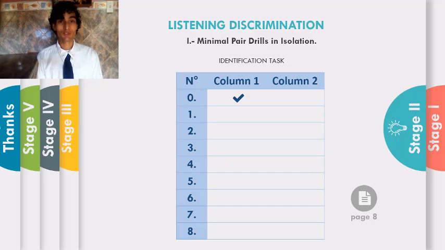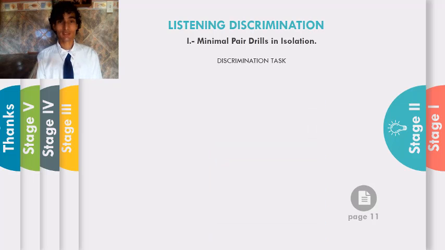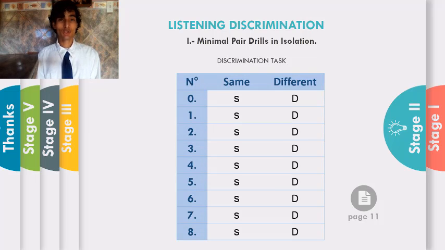In page 11 of the handout, we can find an identification task exercise for the unstressed schwa sound. Feel free to check it out. Now let's do the discrimination task exercise in page 11 for unstressed schwa sound. Listen carefully to the words I am going to say and circle the letter S if both words are pronounced with unstressed schwa sound, or circle the letter D if both words are different.